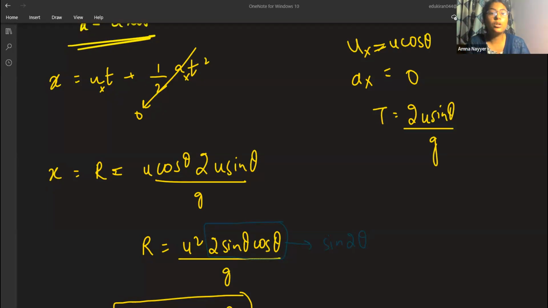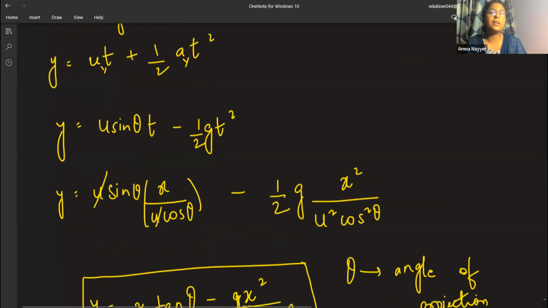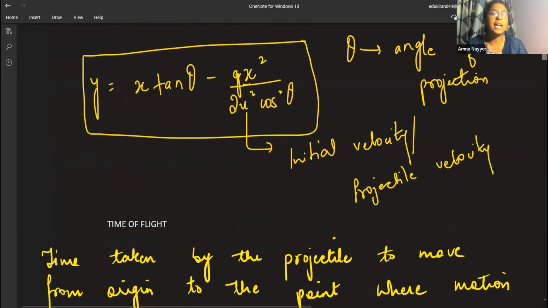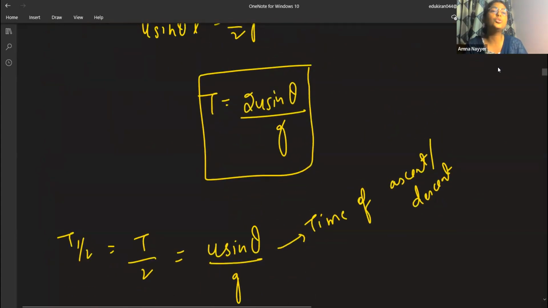Regarding the formulas which we had seen, the equation of trajectory is y = x tan theta minus g x square divided by 2 u square cos square theta. Then we have time of flight. The formula of time of flight is 2 u sine theta divided by g. Theta is the angle of projection, u is the initial velocity and g is acceleration due to gravity.